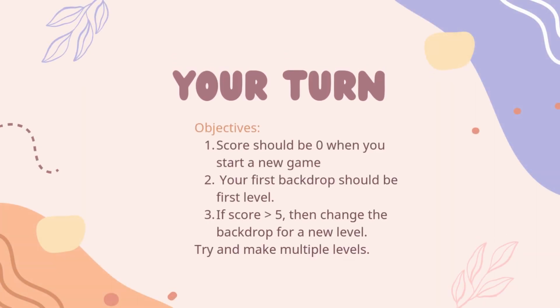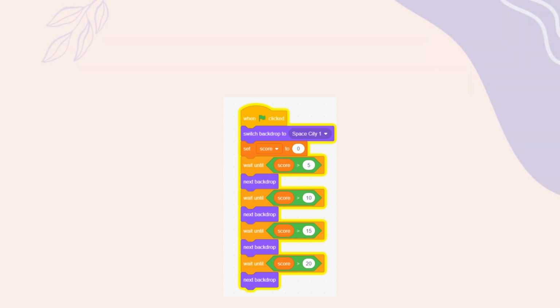Now it's your turn. Let us make the game a little bit more complicated by adding levels to it. So, your score should reset to 0 when you start a new game after you lose. Your first backdrop should be the first level. Once the score is greater than 5, then it becomes level 1 and the backdrop changes. Try and make multiple levels like this. Pause here to try it and come back.